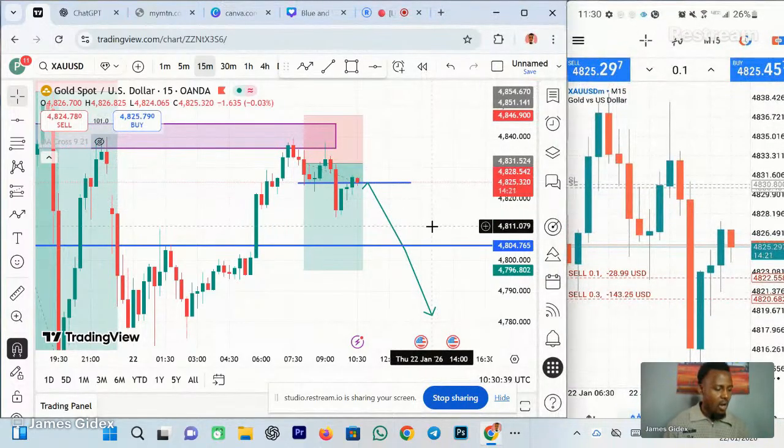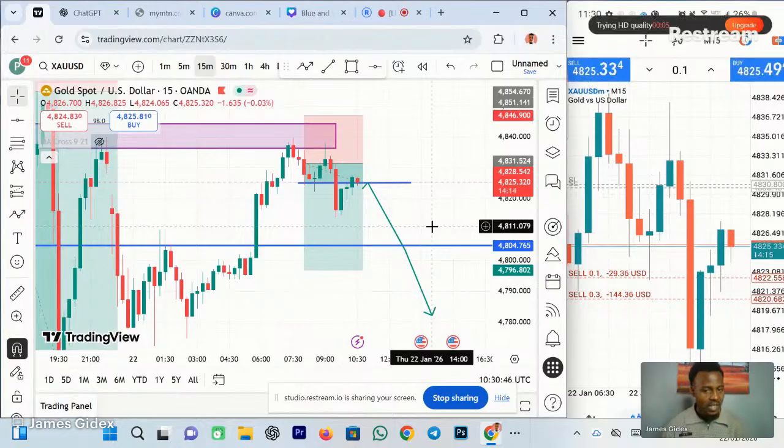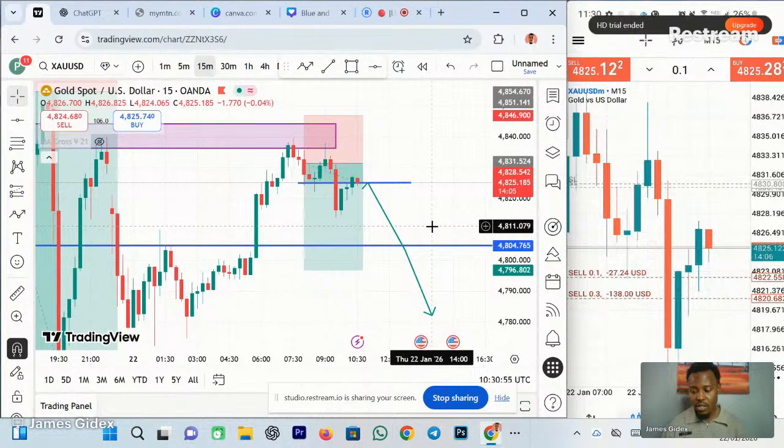So now, don't panic if the market is not going your way. Never panic, right? Don't let the market control you whenever it's not going your way. When it's not going your way, don't panic.